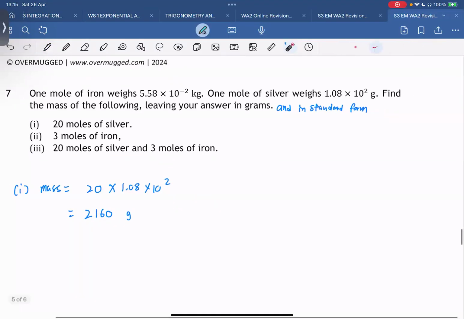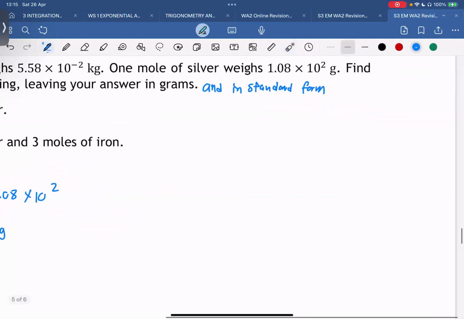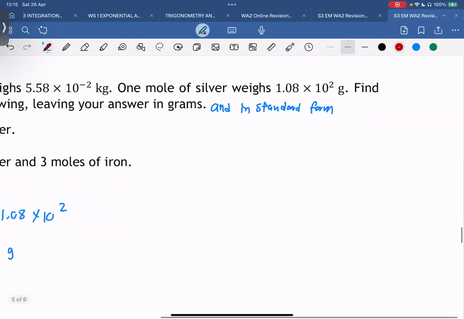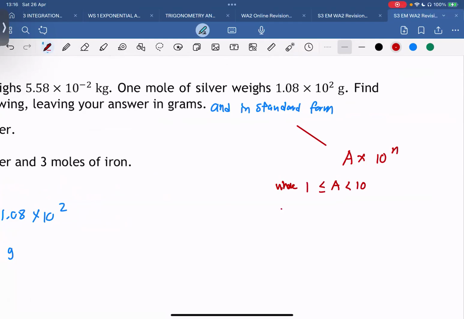Okay, so how do we convert this into standard form? I'll do a bit of recap on the side. What is standard form? Standard form is basically A times 10 to the power of n, where A must be strictly less than 10, and greater or equal to 1. Okay? And n is an integer. The power n must be a whole number.